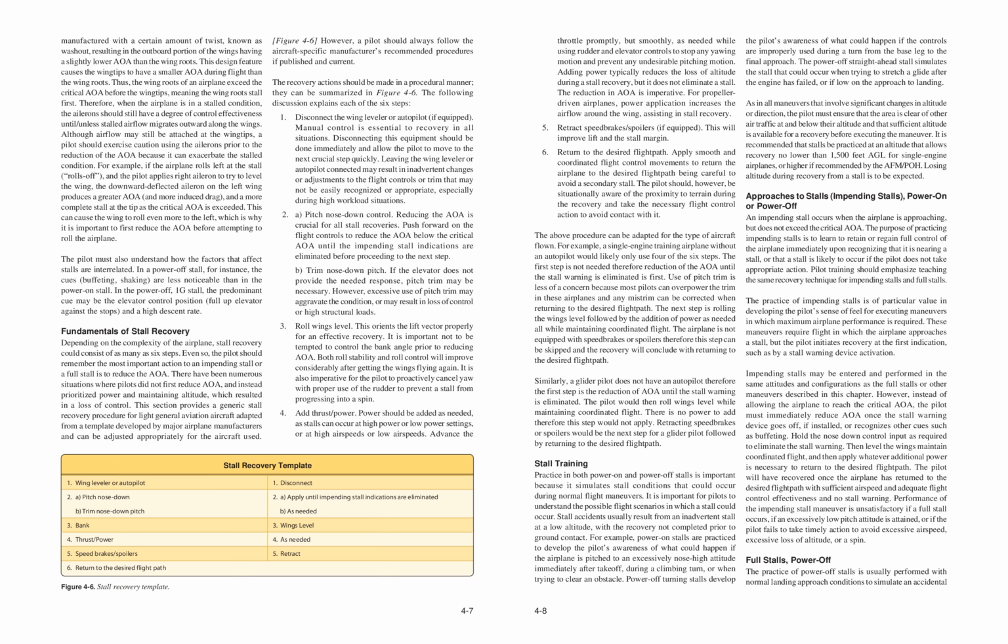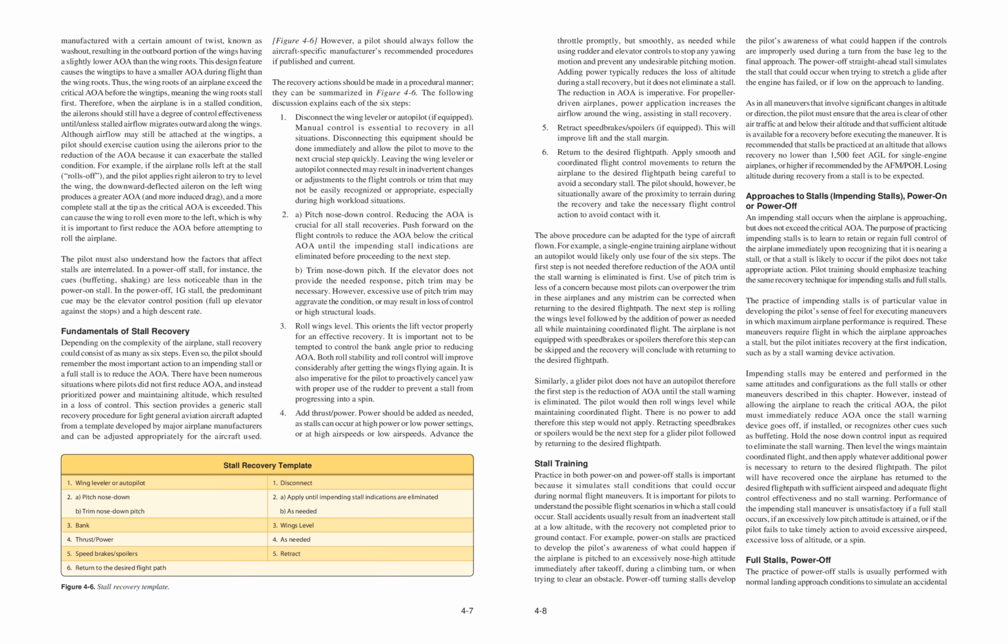5. Retract speed brakes/spoilers, if equipped. This will improve lift in the stall margin. 6. Return to the desired flight path. Apply smooth and coordinated flight control movements to return the airplane to the desired flight path, being careful to avoid a secondary stall. The pilot should, however, be situationally aware of the proximity to terrain during the recovery and take the necessary flight control action to avoid contact with it.